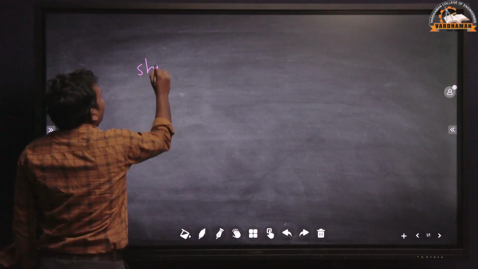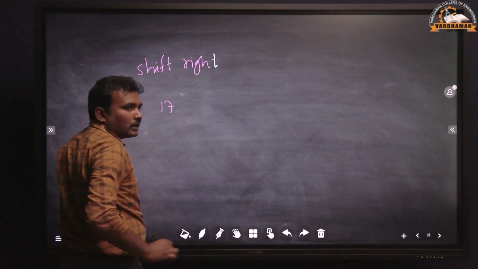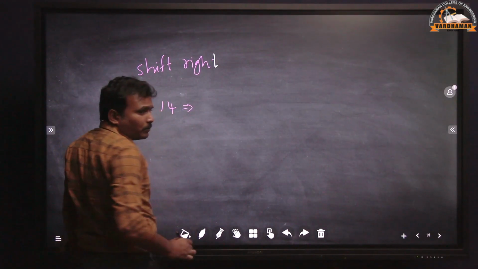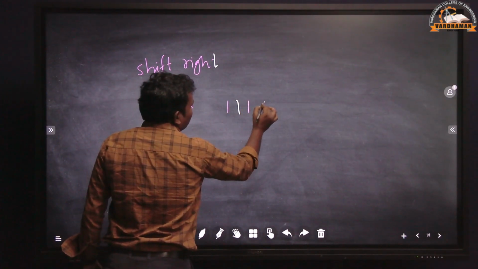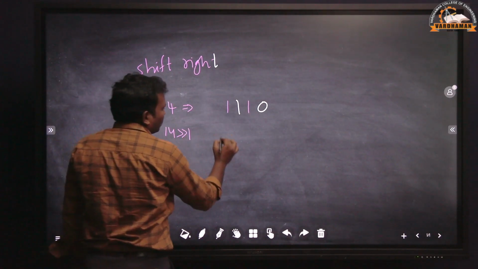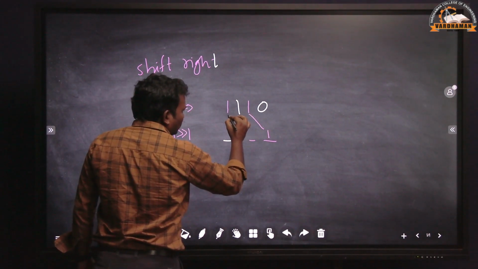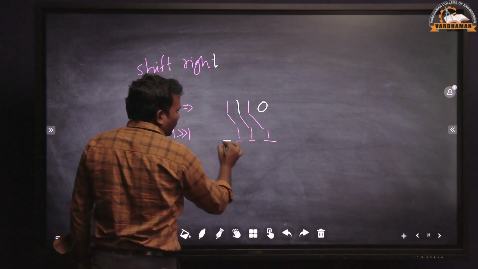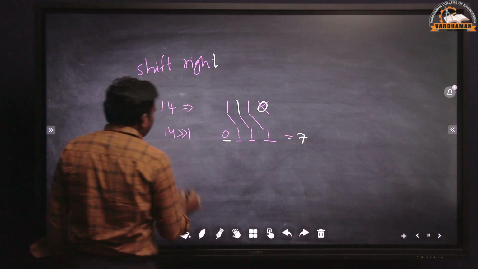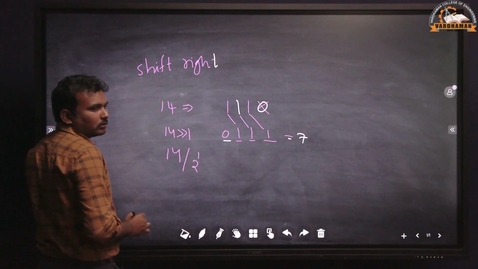For example, shift right side. Let us take a different number, for example, 14. 14 is 8 plus 4 plus 2. This is 14. Now 14 right shift by 1 position. Now right shift, so this one will be joined here, this one will be joined here, this one will be joined here, and this is 0. This is discarded. Now what is this value? This is 7, which is nothing but 14 by 2 power 1.